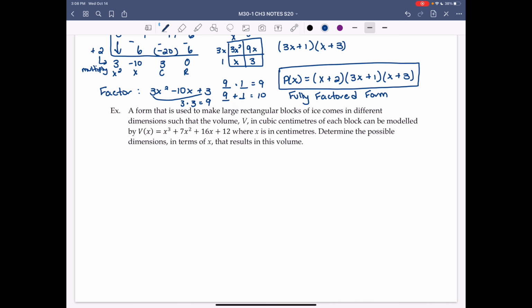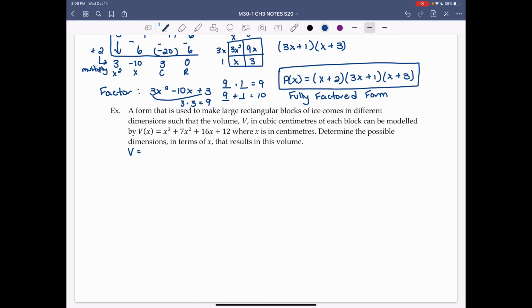A form that is used to make large rectangular blocks of ice comes in different dimensions, such that the volume V in cubic centimeters of each block can be modeled by V of x equals x to the 3 plus 7x squared plus 16x plus 12, where x is in centimeters. Determine the possible dimensions in terms of x that result in this volume.